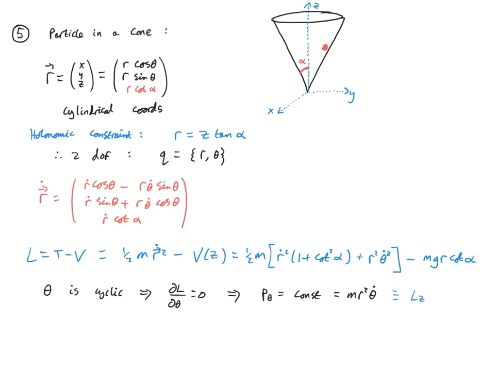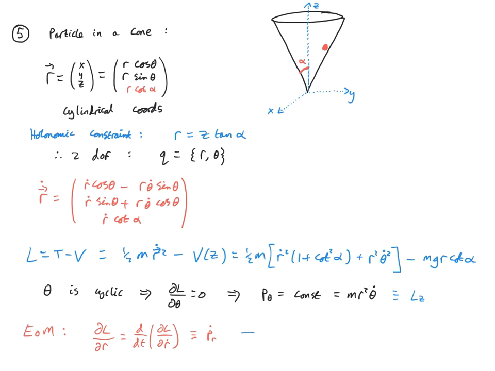So let's now proceed to work out the Euler-Lagrange equation of motion for the r coordinate. This is going to be dL by dr is equal to d by dt of dL by dr dot, and that latter object is the generalized momentum conjugate to the coordinate r, p r.